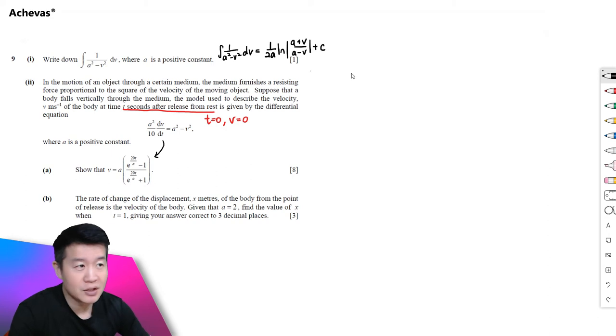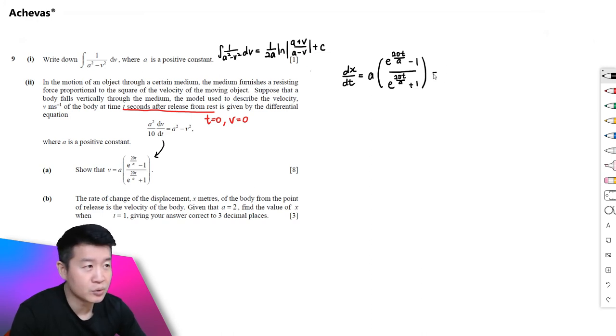The velocity is this. So if V is equal to this, what this question says is that V is also dx/dt. So dx/dt is A times (e to the power of 20t over A, minus 1) divided by (e to the power of 20t over A, plus 1). And the question says that A is equal to 2. So we have this as 2 times (e to the power of 10t minus 1) divided by (e to the power of 10t plus 1).